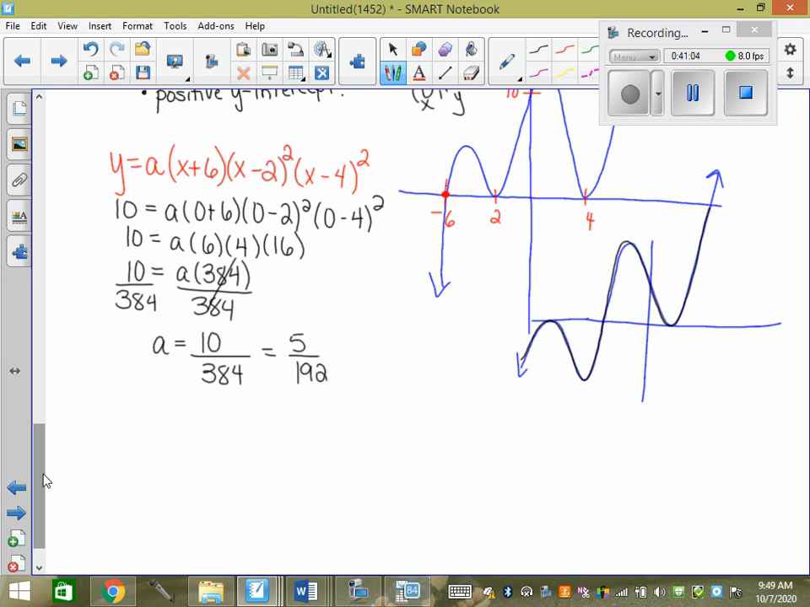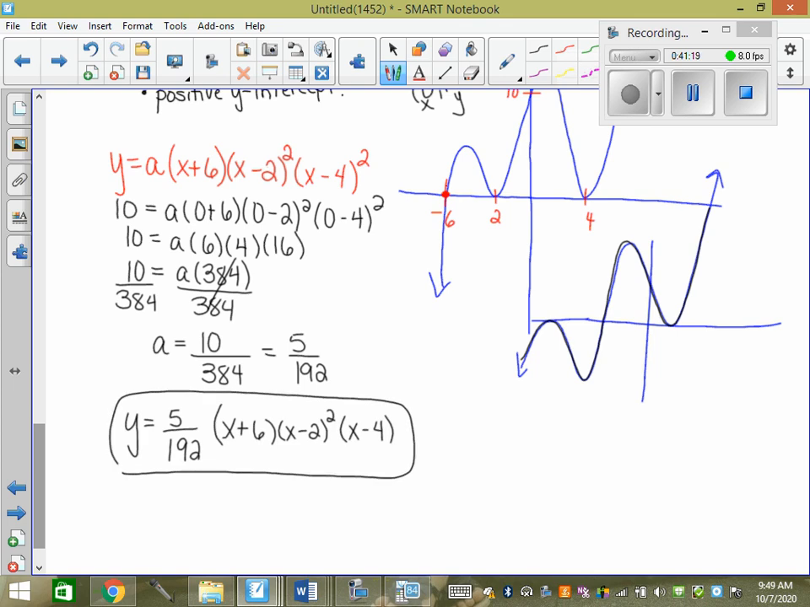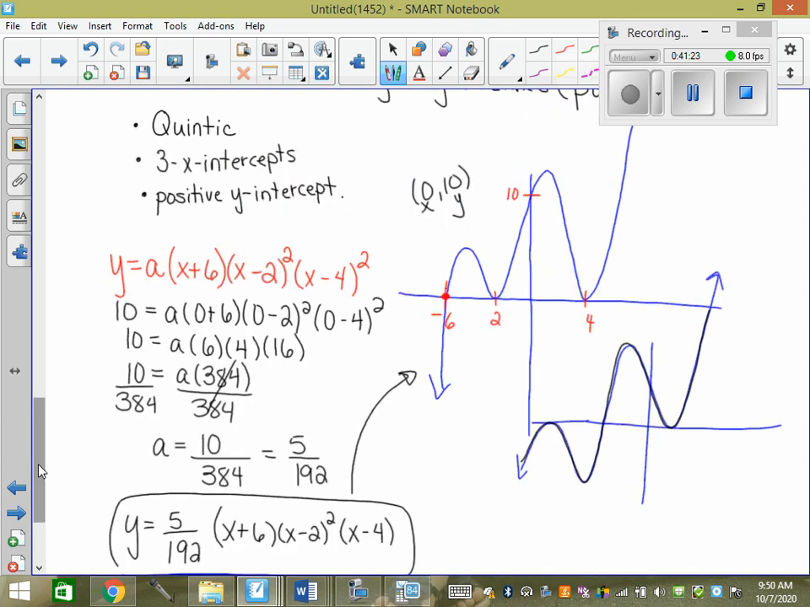I like 10 better, but we can do it. Okay, so we'll have y equals 5 over 192 times (x plus 6)(x minus 2) squared (x minus 4). And then everyone boxes this and they're like, boom, my graphs match my equation. Look at that. I randomly drew maxes and mins on there. They are very, very random.